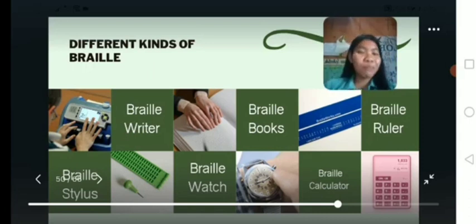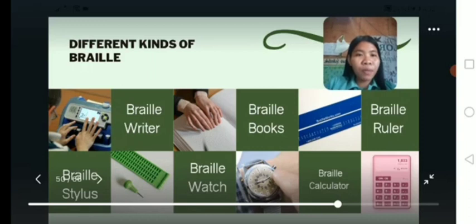Next one is Braille books. So these are books that have Braille, the dots that blind students can touch. The whole book is made of dots and patterns that students feel with their hands as they read.